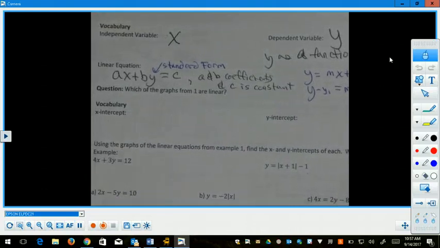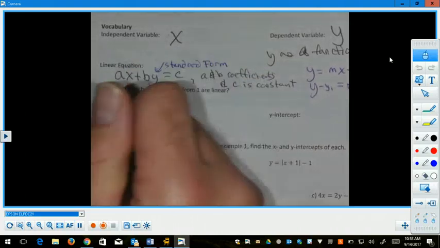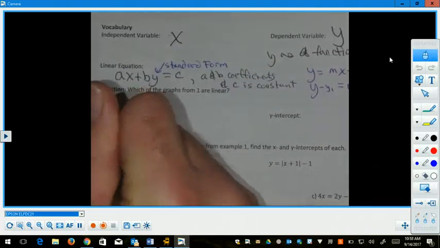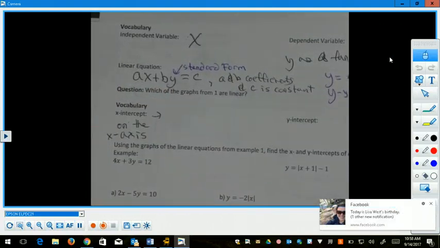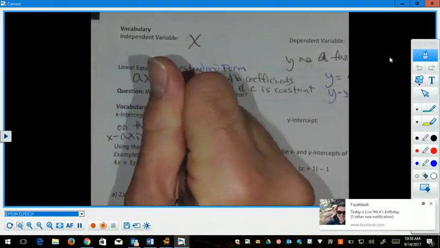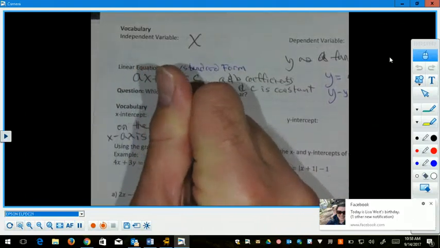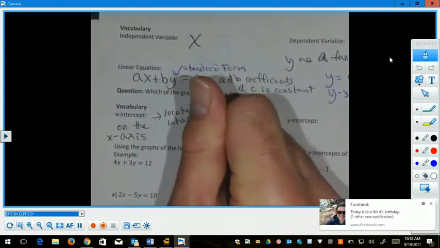Where is the x-intercept located? On the x-axis. It is on the x-axis, and it is where the value of y, or the height, is 0. Located where y equals 0, where we have a height of 0.